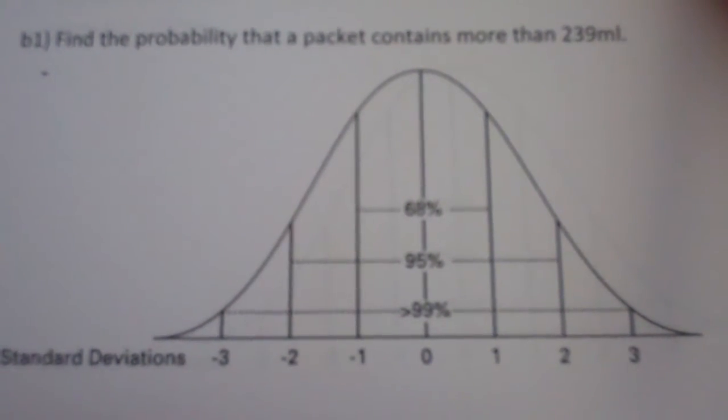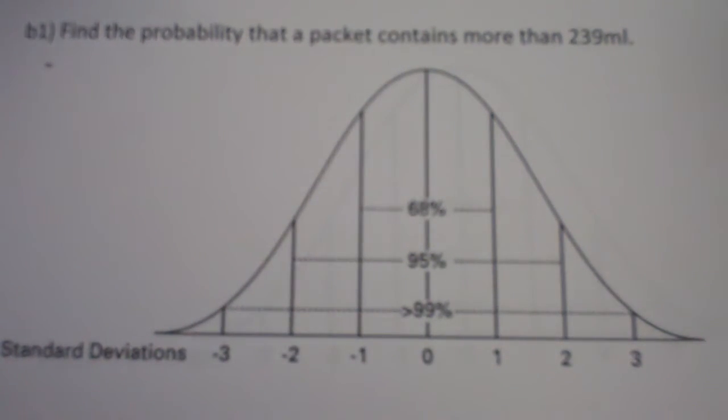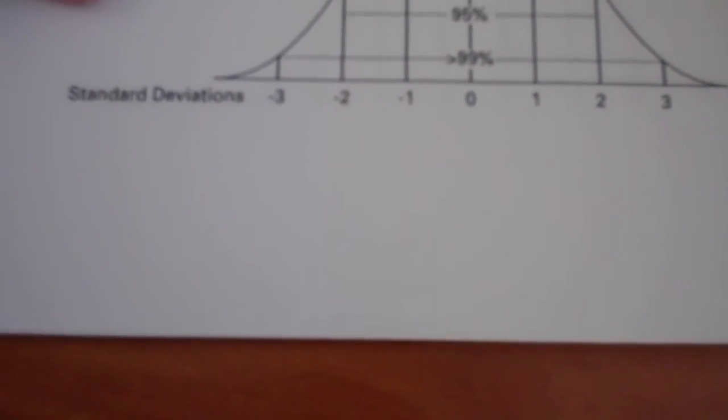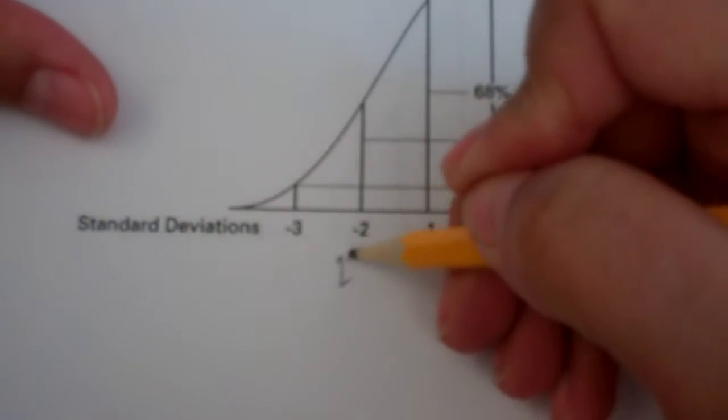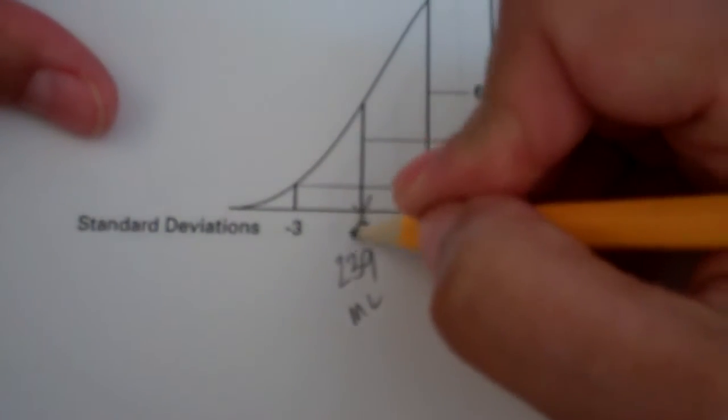I'm almost at 20 minutes here and I don't want to go too far, but this is the next one. Find the probability that a packet contains more than 239. So again, locating our numbers here, 239, let's remember, was at 2 standard deviations. Put a little star on it.